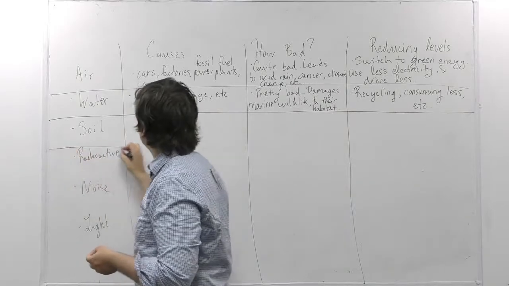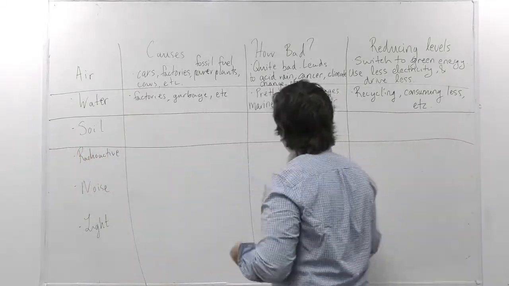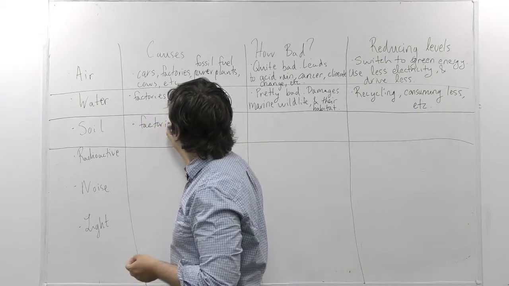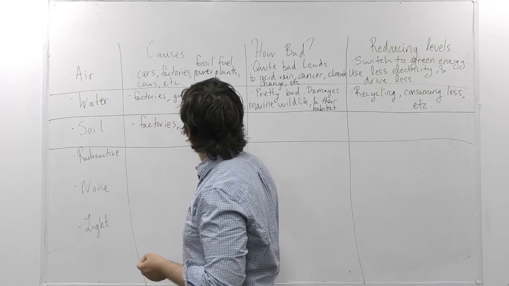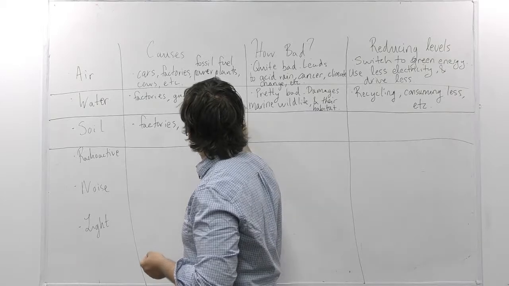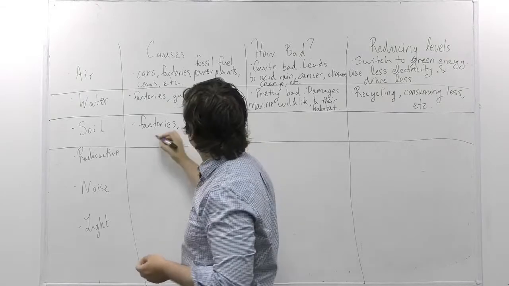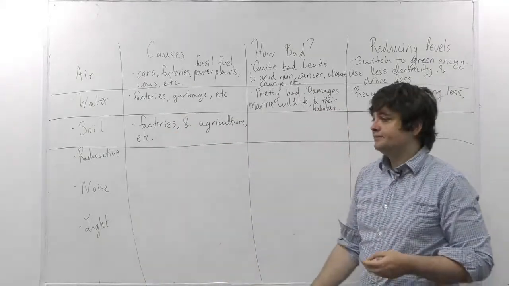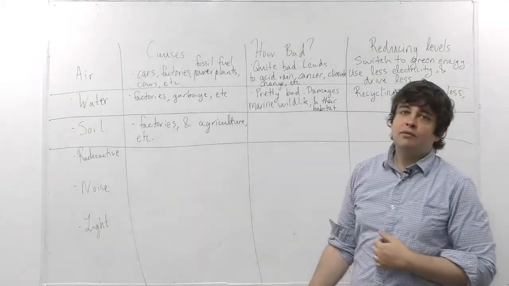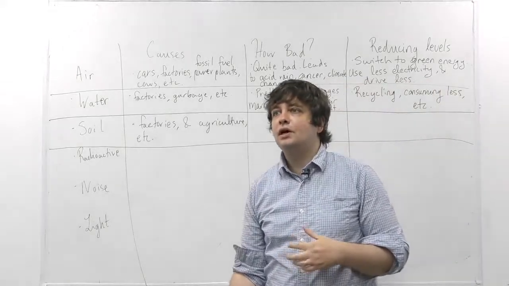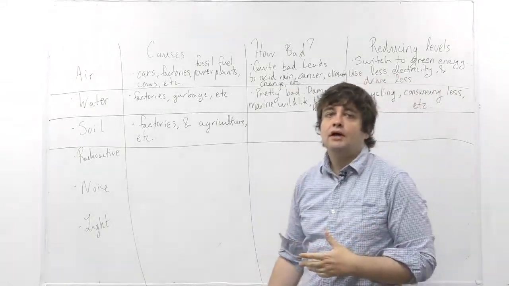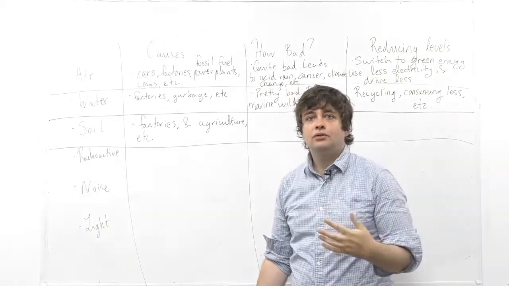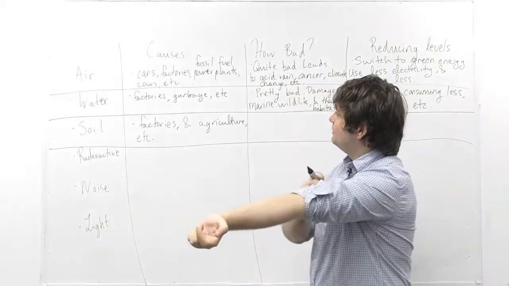Let's think about soil. The main causes, again, I think factories has to be the main one here, but factories and agriculture, I believe, are the main ones. And how bad is it? It's hard for me to know. In Canada's case, this is not a significant issue. Canada has a lot of land. We do have pretty good environmental controls, so it's not a big problem here.